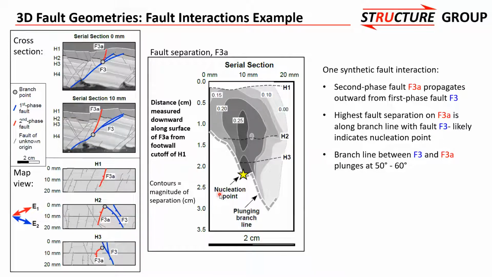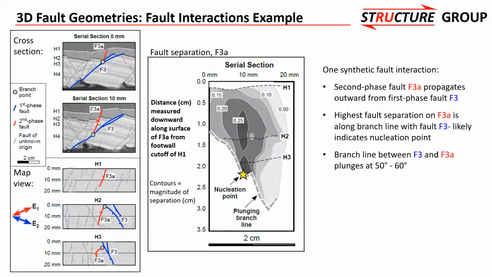So this example is one of the synthetic fault interactions. It is this fault 3 and fault 3A that I was just pointing at. Here at the top, you see we have it in cross section, with serial section starting at 0, and then serial section at 10 millimeters. At the bottom left, we have the map view on 3 of the horizons. Again, the 0 millimeter would be this section, and the 10 millimeter would be this section. And in the middle, we have a diagram that's showing the fault separation along this F3A fault.